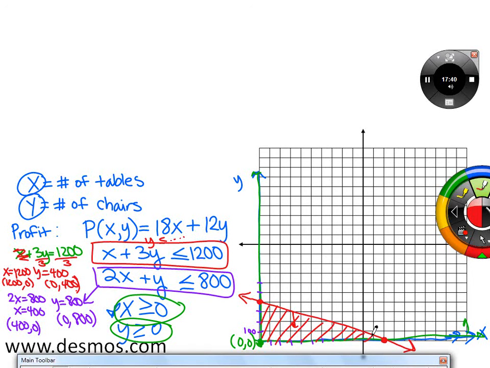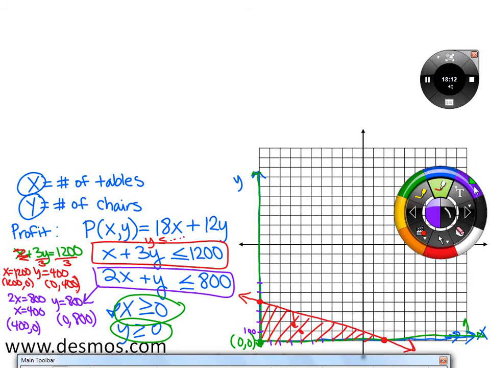So if our only restriction was that we could use 1,200 small components, these points in here, like this point's a possibility, I could make 400 tables and 100 chairs. If that was our only restriction. That's a possibility. But we have this other restriction that we now have to graph as well. More than one restriction.